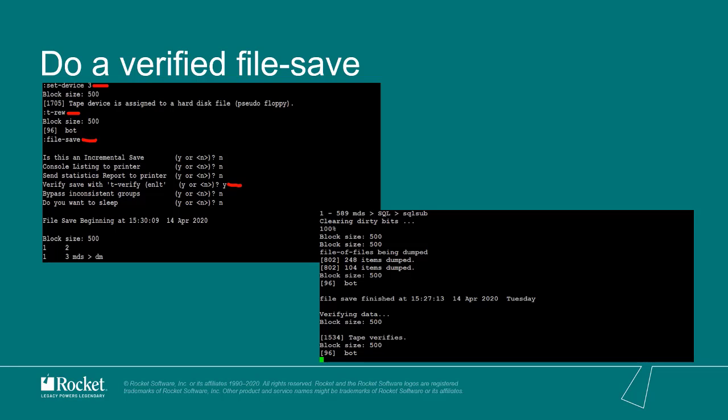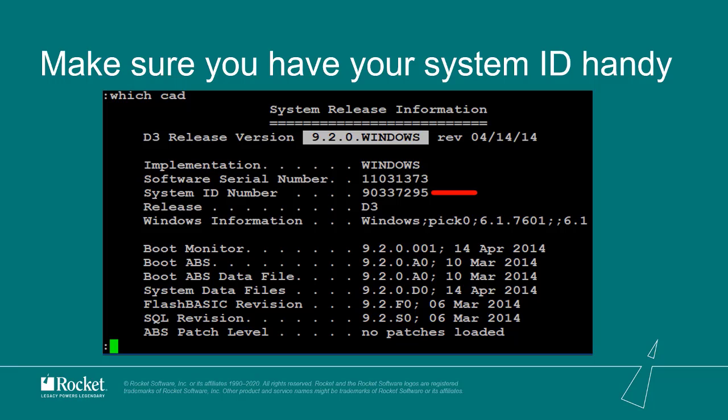First, log on to the DM account and at TCL do the following. Set device to select the tape file, T-rewind to position the tape at the beginning, file save, answering no to everything except answering yes to verify. When the file save completes, you'll be logged off. Log back onto DM and do a which CAD and make note of your system ID, as you'll need it later.